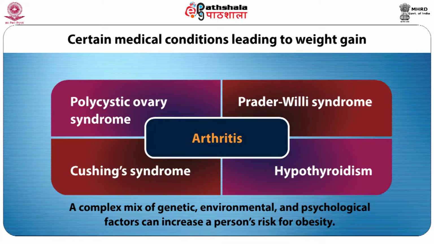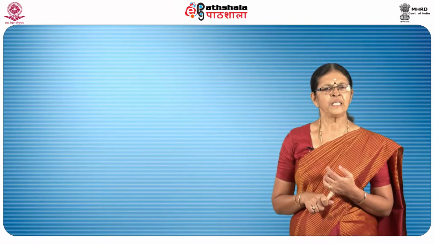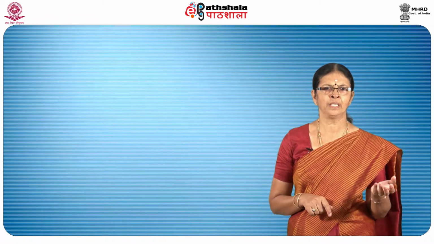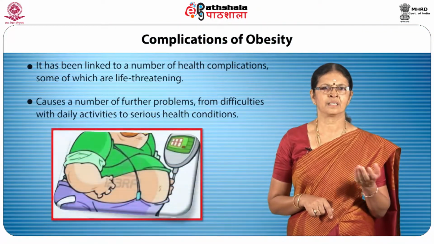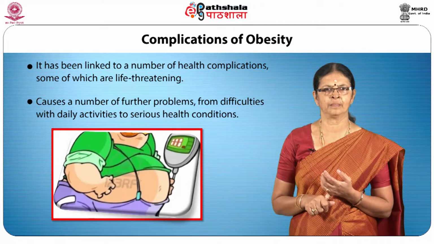A complex mix of genetic, environmental and psychological factors can increase a person's risk for obesity. Thus, the main causes of obesity are poor diet, sedentary, inactive lifestyle, inadequate sleep, genetics, aging, weight gain during pregnancy and medications. Obesity causes problems with your body, your metabolism and your mental health. Let us discuss some of the problems caused by obesity.